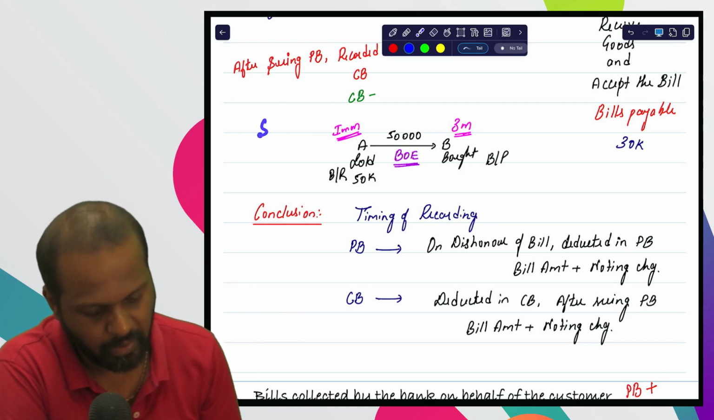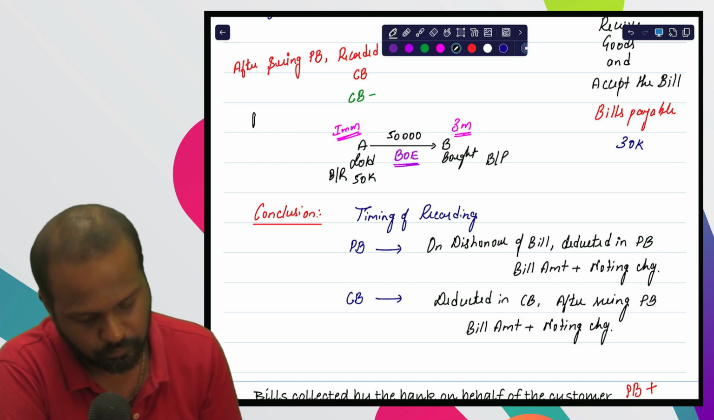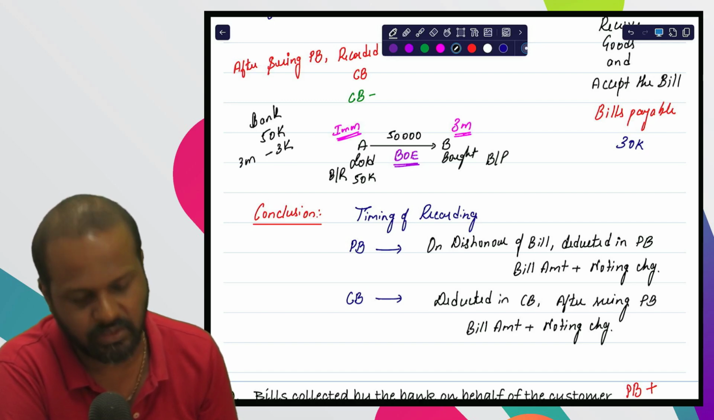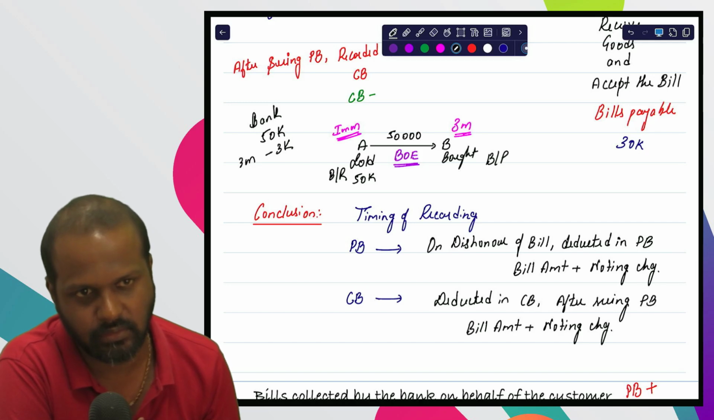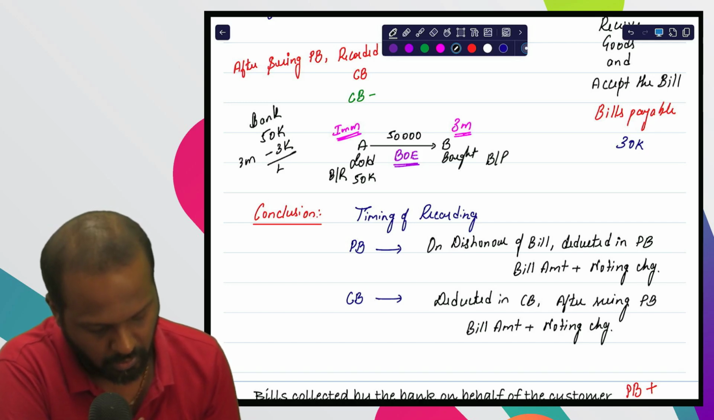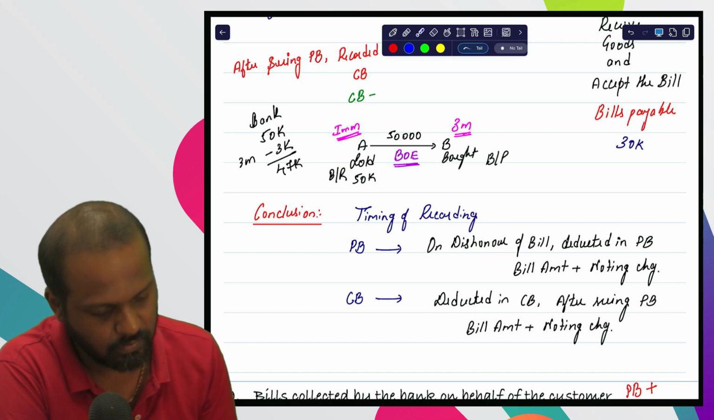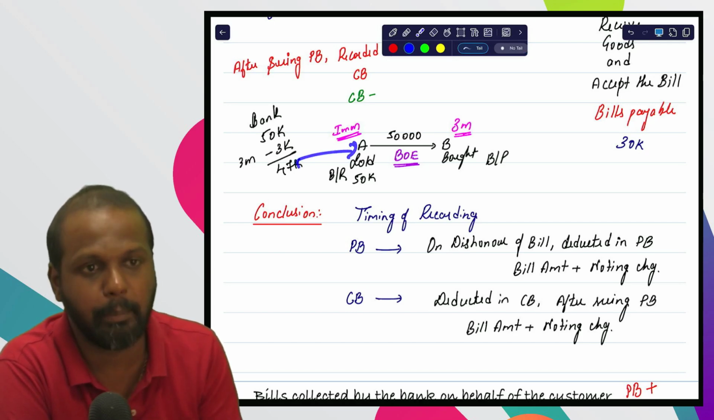So let us say what the bank will do. Out of that 50,000, they are going to deduct 3,000. Let's say 3 months' interest is 3,000, discounting charges or interest charges. And 47,000 rupees A is going to get immediately.